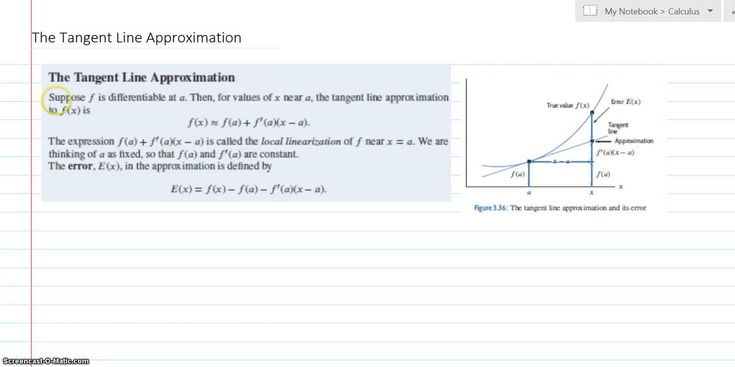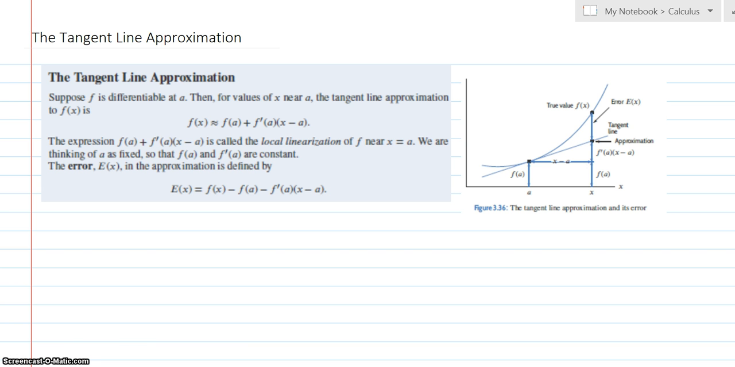Here is the formula. It says, suppose f is differentiable at a. Then for values of x near a, the tangent line approximation of f is given by f of a plus f prime of a times x minus a. The expression on the right side is also called the local linearization of f near x equals a. We are thinking of a as fixed so that f of a and f prime of a are constant. By the way, this is just the tangent line at x equals a.